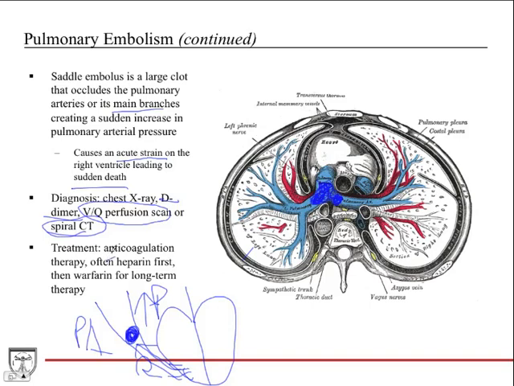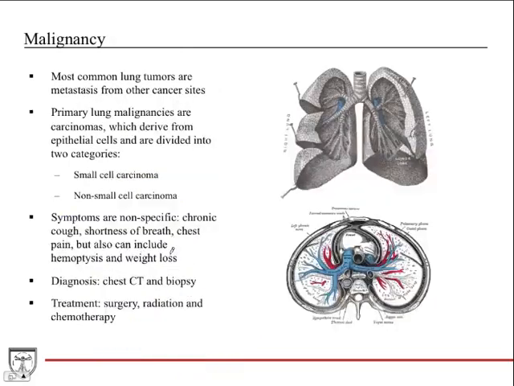How do you treat these? You do anticoagulation therapy, so you want to bust this clot up and also prevent future clots from happening. So you give heparin, and once you give them heparin for long enough, if you need to put them on long-term anticoagulation, you bridge them onto warfarin therapy.